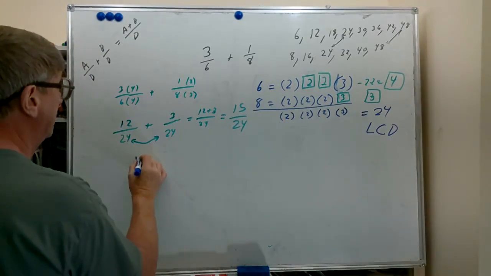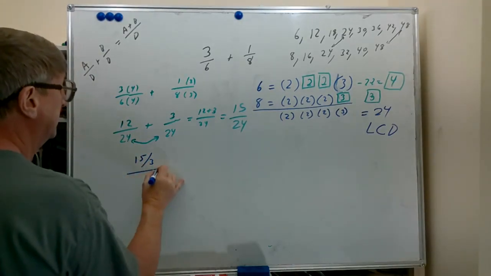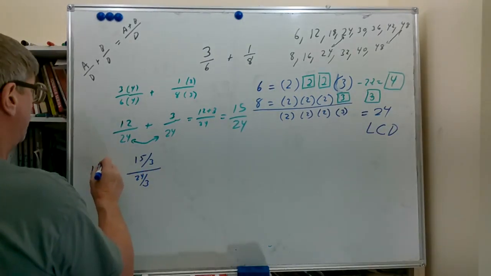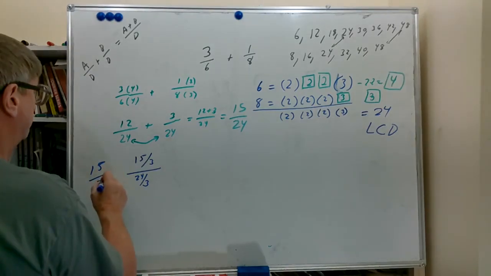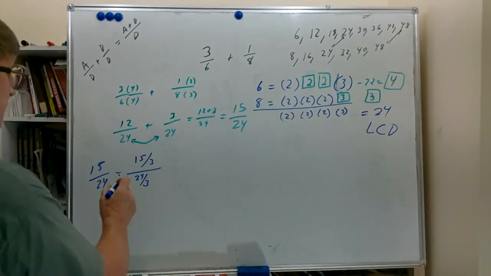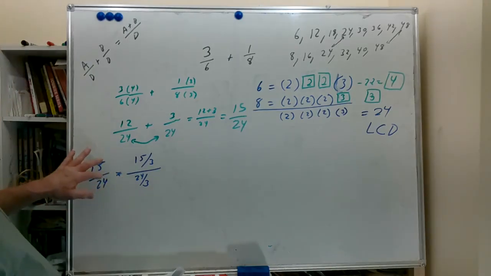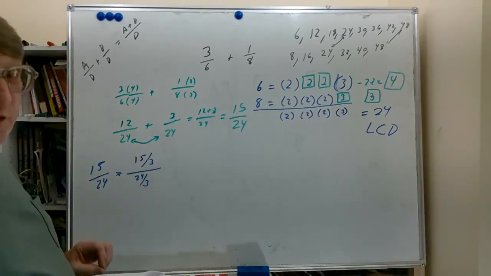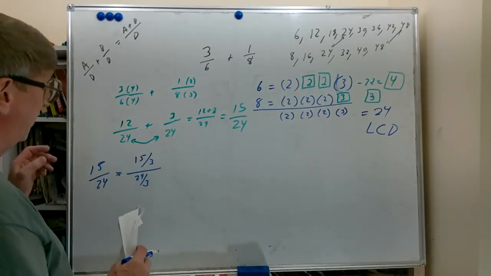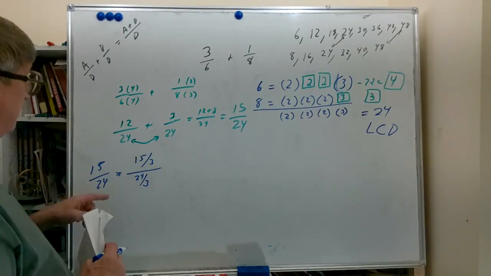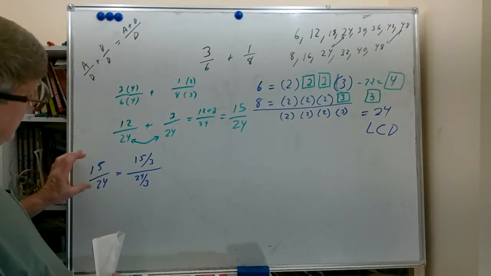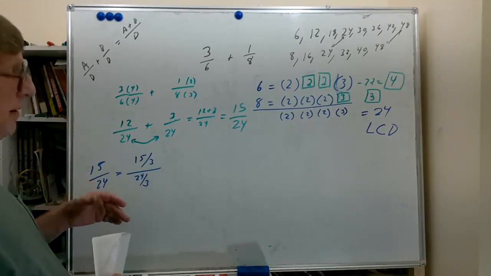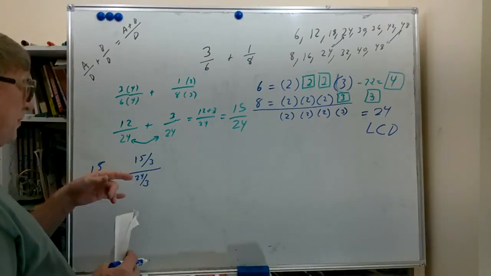We can say 15 over 24 equals 15 over 3 divided by 24 over 3. What we've done here, we've divided the numerator by 3 and the denominator by 3. Another magic 1, or a fancy 1, as I sometimes like to call it. By dividing the numerator and the denominator by the same number, we will end up with equivalent fractions.